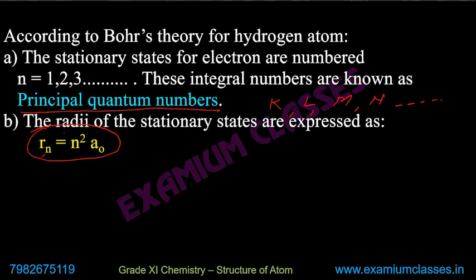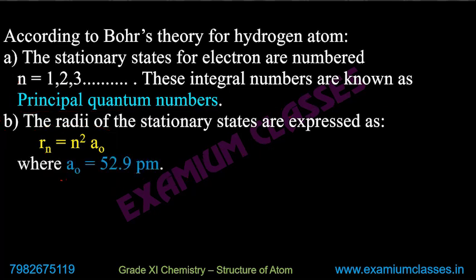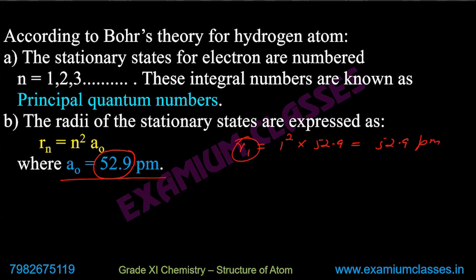n stands for the orbit number. So for example, if it is asked what will be the radius of the first orbit, R1 will be 1 square into a0, where a0 is 52.9 picometers. So a0 is 52.9 picometer. It means this is the radius of the first orbit of hydrogen. Because that's what you will get. R1 will be 1 square into 52.9, that is 52.9 picometer. And R1 is the radius of the first orbit.